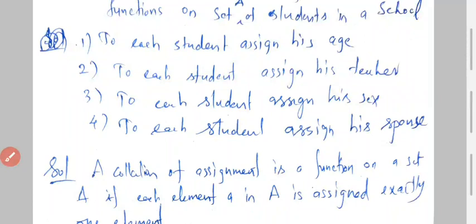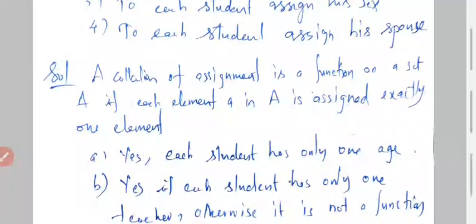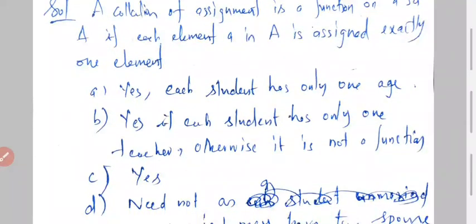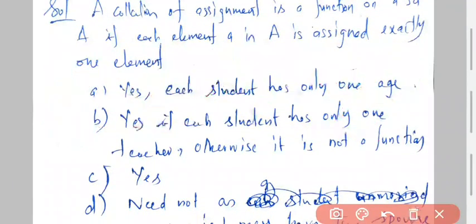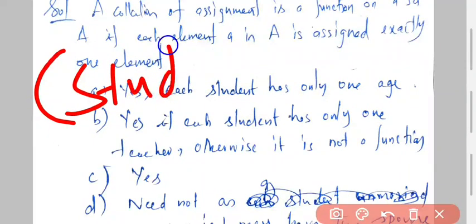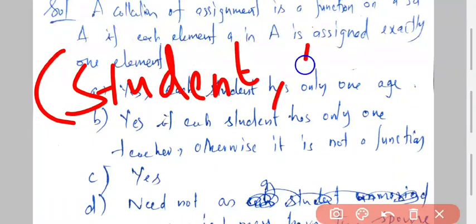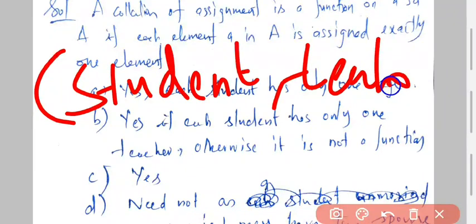Second one is to each student assign his teacher. What can you see? This is the ordered pair, student, teacher. So is it a function? Yes, it is a function provided a student has assigned only one teacher. Otherwise it is not a function. So we can say that it's a function if a student has a single teacher.